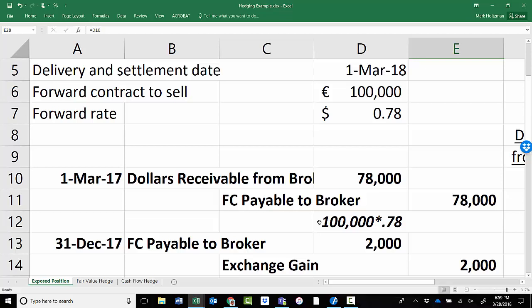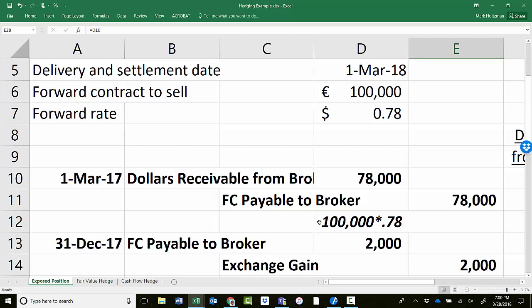So here we enter into a contract to sell the goods for $78,000, really 100,000 euros, and we book dollars receivable from broker, debit 78,000, that's an asset, and credit foreign currency payable to broker. So the deal is like this. The broker on March 1st, 2018 is supposed to pay me $78,000 cash, and I have agreed to give the broker 100,000 euros. And that's worth $78,000.